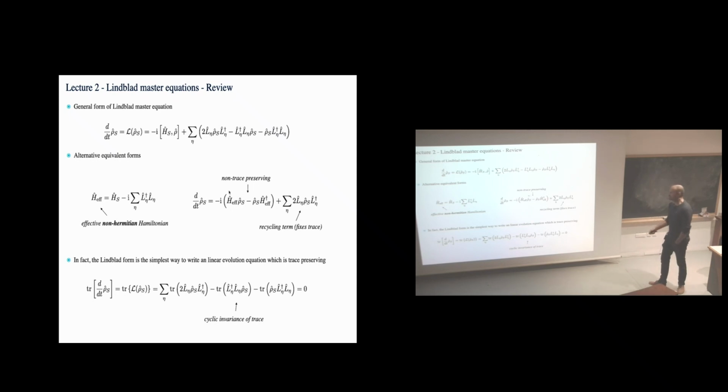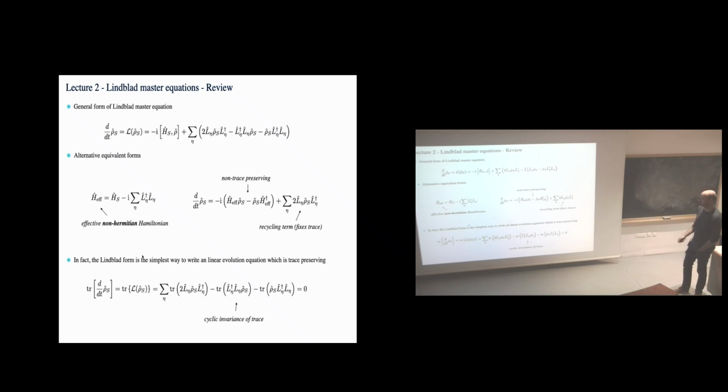And then, of course, because this part gives rise to the coherent evolution but is a non-Hermitian Hamiltonian, the norm of my state is going to decay. So I have to fix this somehow, and this is done with this second last term here that I keep out. Because it fixes the norm, it's also called the recycling term.